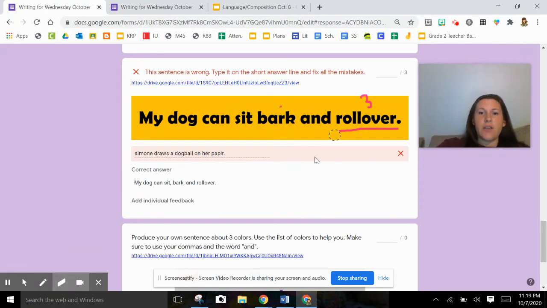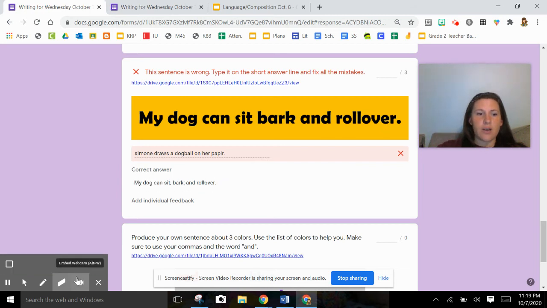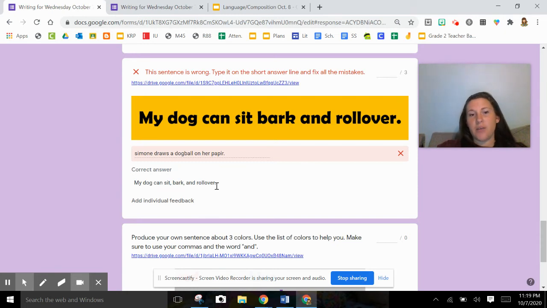So when I go down here to this box where I'm typing in my short answer, I'm going to type, my dog can sit, bark, and roll over, just like is written right there. But then I'm going to add my comma after the first one. So one, comma, two, add another comma, and three. To make the sentence correct, a period at the end, because that's what all sentences should have, punctuation at the end, and a capital letter at the beginning.